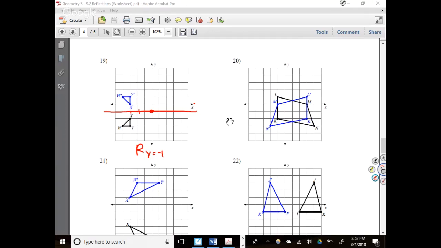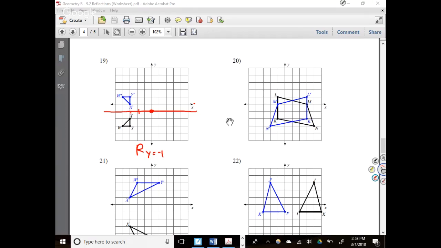Okay, ladies, let's briefly look at 20. All right, 20 is overlapping, correct? All right, ladies, you with me? Okay, so this one is overlapping. You still need to have a line where all the points are equidistant and you reflect it over that line. So, do you think you have a vertical line or a horizontal line here? Vertical.